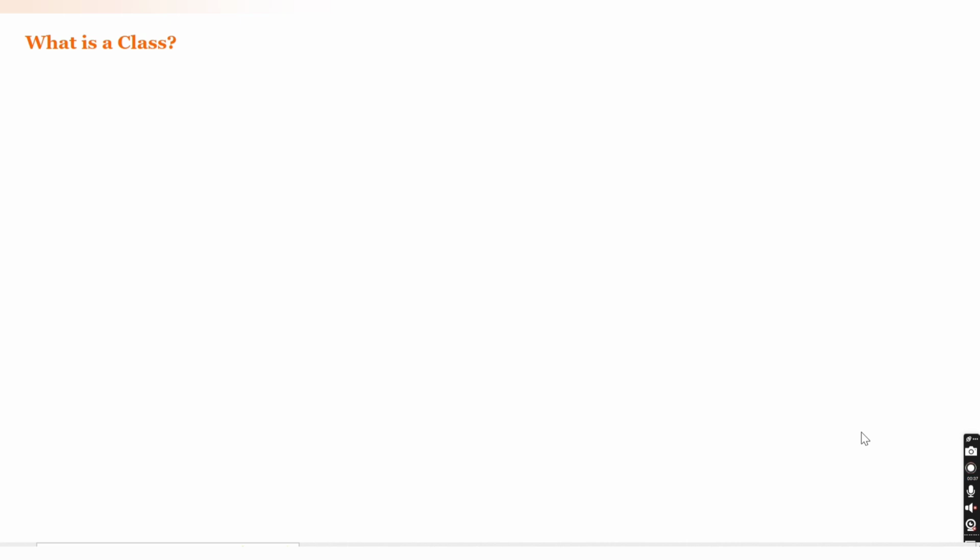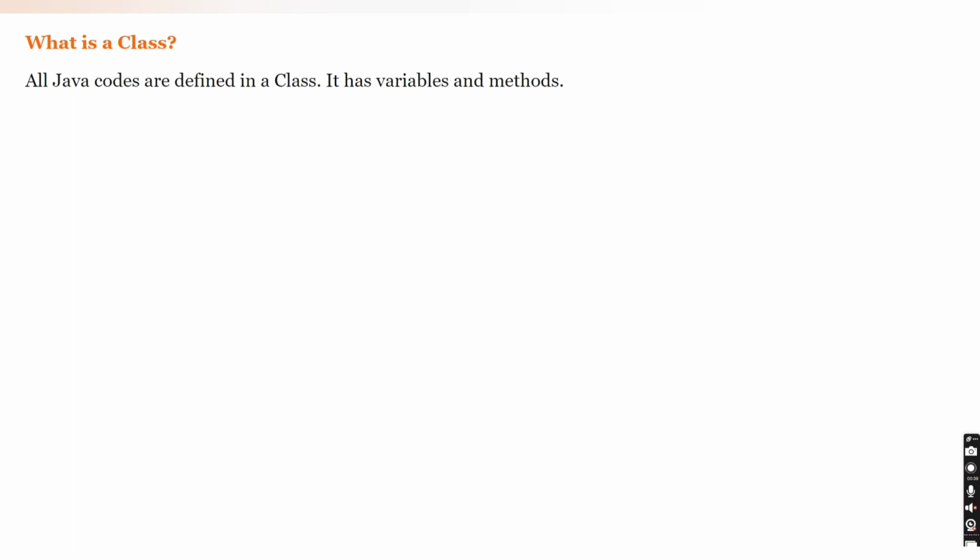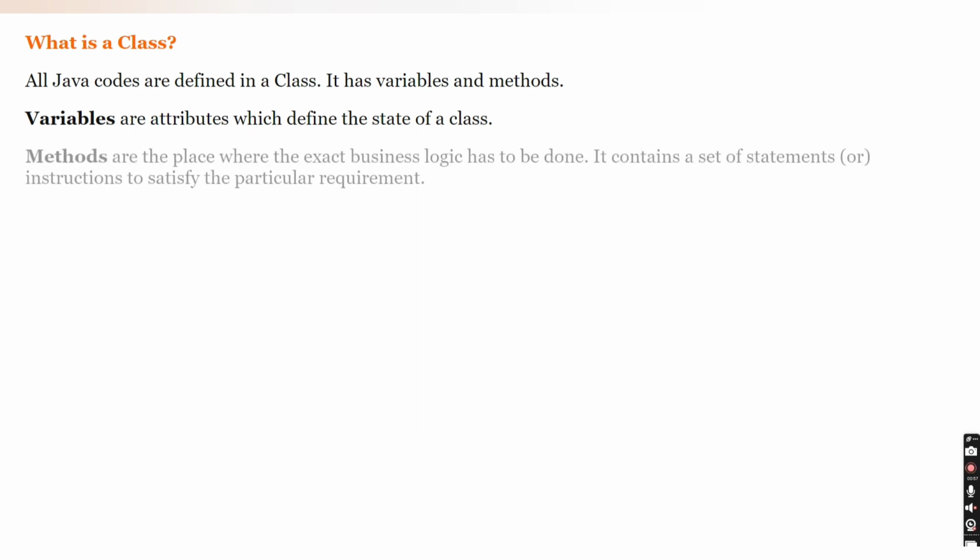What is a class? All Java code is defined in a class. A class consists of variables, methods, and also constructors. Variables are nothing but attributes which define the state of a class. Any particular state of a class is represented by the variables. And methods are the place where the exact business logic has to be done.